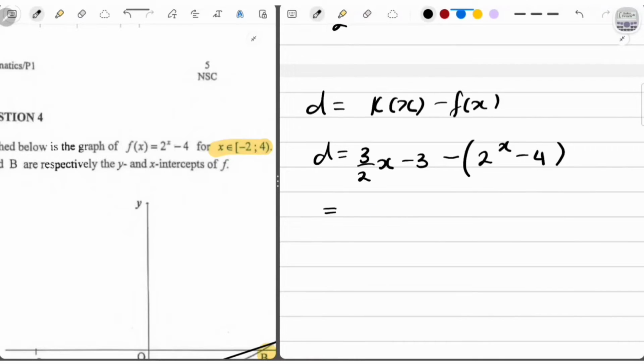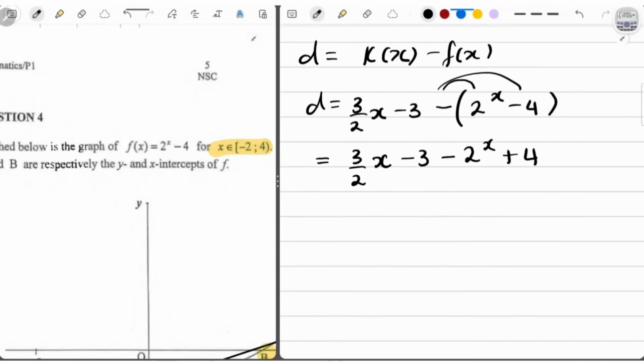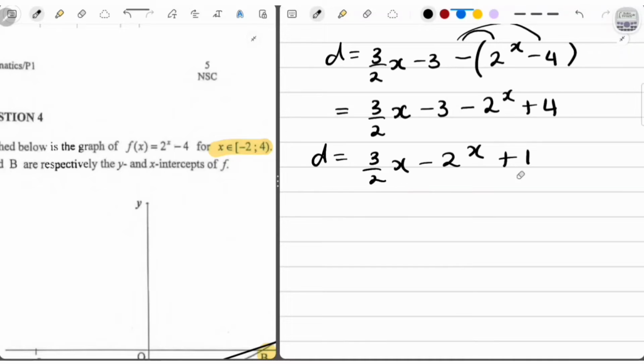Then when you're simplifying, we have 3 over 2, x minus 3, and we distribute. That's negative 2 to the power of x. And we have negative times that negative, which is positive 4. You can simplify this a bit further. So 3 over 2x, let's put the numbers together. So we just have a minus 2 to the power of x. Positive 4 minus 3 is positive 1. Okay, so this is the expression for the distance, the vertical distance.